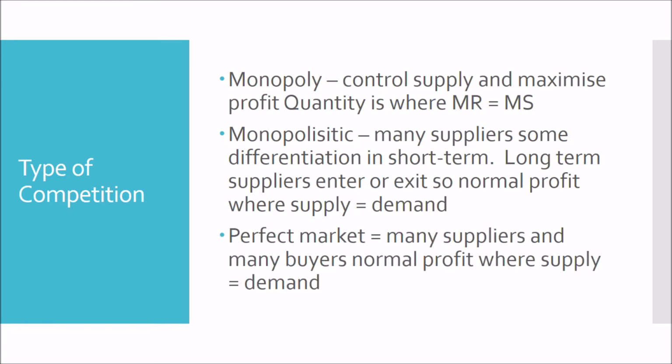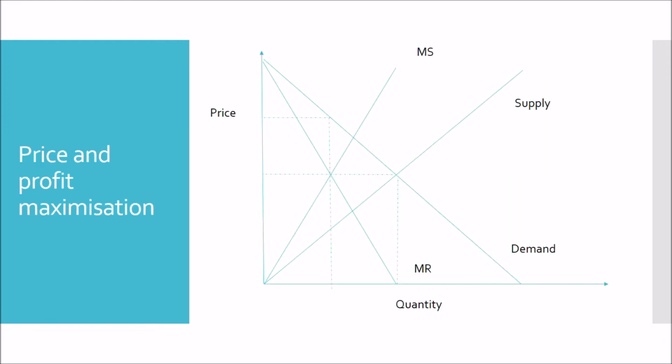And in a perfect market, many suppliers and many buyers, I cannot restrict the supply. If I restrict the supply, all that happens is another supplier comes along and offers instead of me, so only normal profit is earned there, where supply is equal to demand. So let's go back to our supply. Here, perfect market, many buyers, many suppliers. The price is where supply is equal to demand.